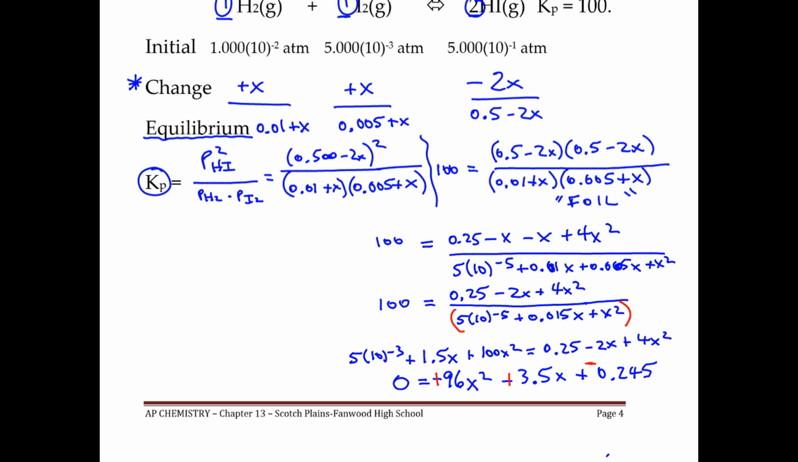And now I'm able to use my quadratic equation. So I bet you thought you were never going to have to use this in your life. Well, here we are. Quadratic.